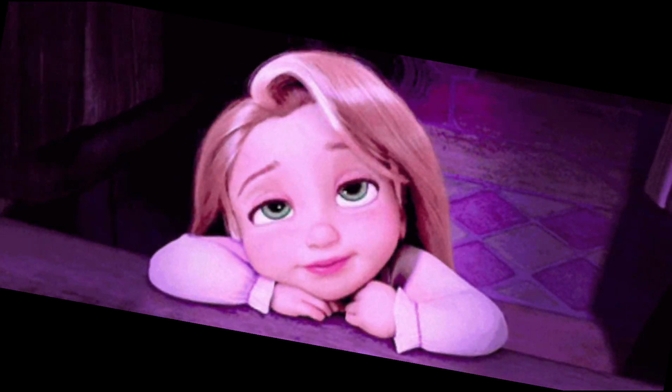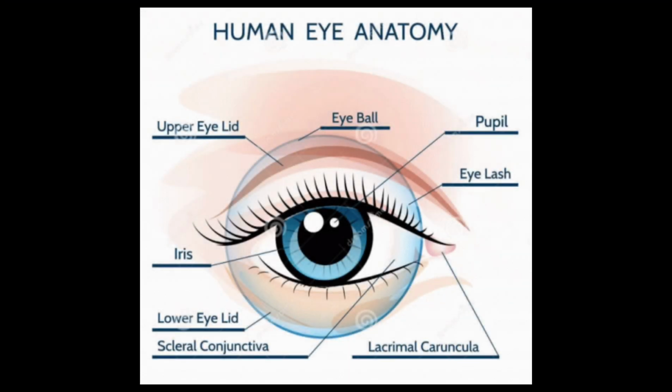So the eyes are complex sensory organs. They gather information about the environment. Now let's see the anatomy of the eye. The eye is a complex sensory organ and it is responsible for vision. Its anatomy can be divided into several major parts, each performing a specific function to enable sight.